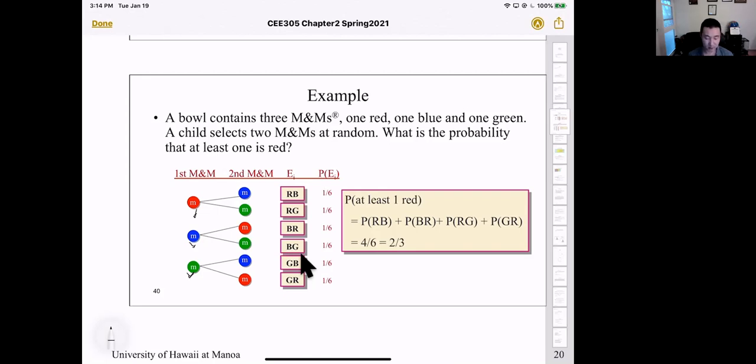So these are the possible outcomes. How many? We have 6: red-blue, red-green, blue-red, blue-green, green-blue, green-red. And they are equally likely events. Each has a 1/6 chance. For at least 1 red, again, we just count: P(red, blue), P(blue, red), P(red, green), P(green, red). So 4/6, that's a 2/3 chance we have at least one red.